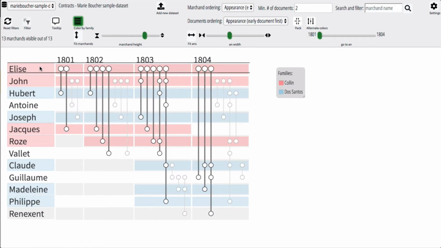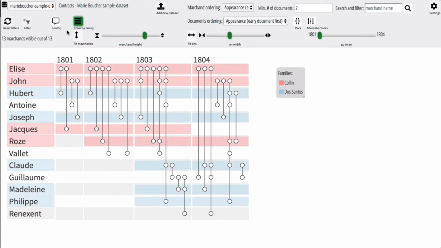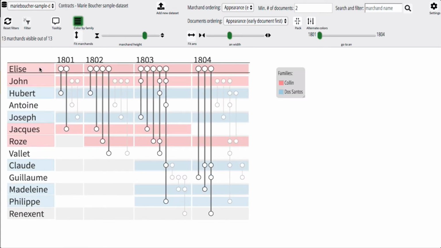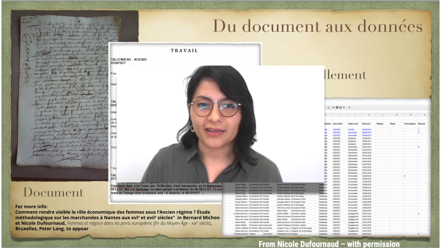In this example, the user colored the nodes by family and selected the first node. The user sees that there are two families, Colin and Dos Santos, and they can further see that Elise has connections with all of the 13 people in this dataset, and that she is mentioned in 14 out of 19 documents. Okay, now let's go back to our case study.